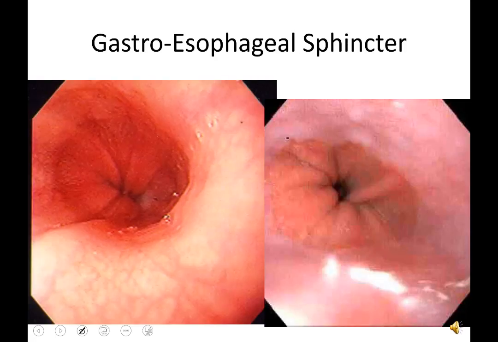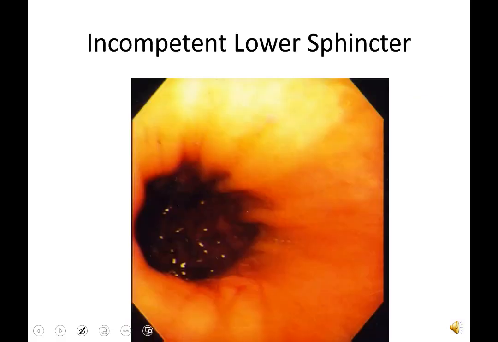This is what the lower sphincter looks like, the gastroesophageal sphincter. This is known as an incompetent lower sphincter in that it's not closed at all, and you can see some of the stomach rugae on the other side of that. So gastroesophageal reflux disease, also known as GERD, is where you have an incompetent lower sphincter, and the acidity that's developed in your stomach comes upward into your esophagus. And our esophagus is incapable of handling the acidity.